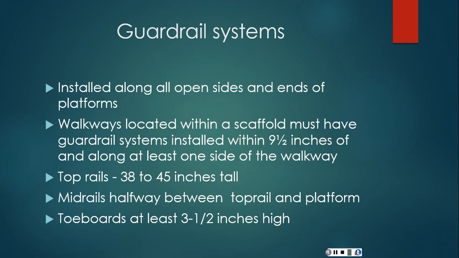Guardrail systems must be installed along all open sides and ends of the platforms. Walkways located within a scaffold must have a guardrail system installed within 9.5 inches of and along at least one side of the walkway. Top rails must be 38 to 45 inches tall. Mid rail must be halfway between the top rail and platform. Toe boards must be at least 3.5 inches high.